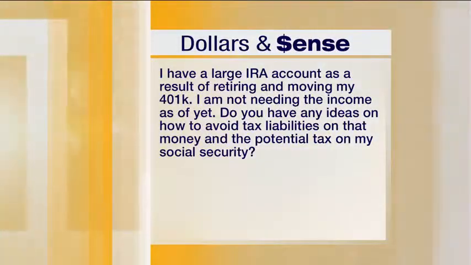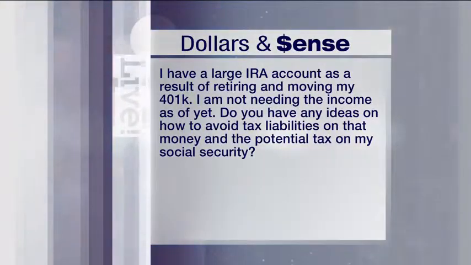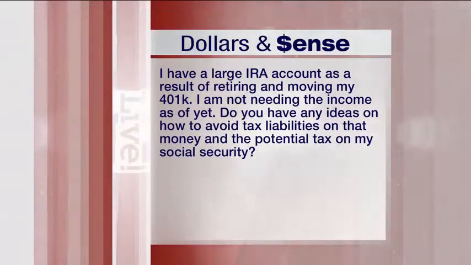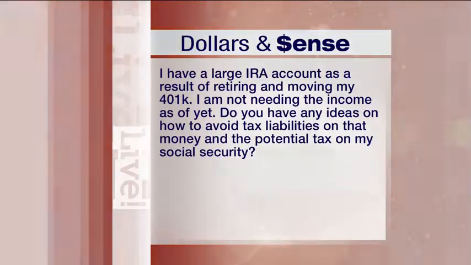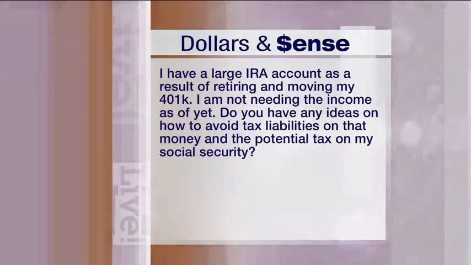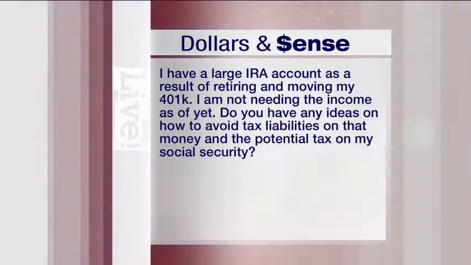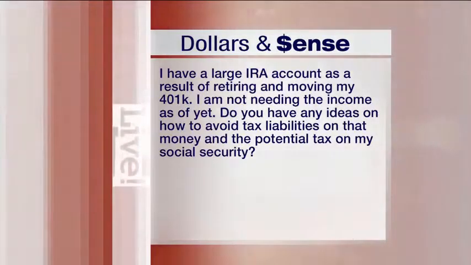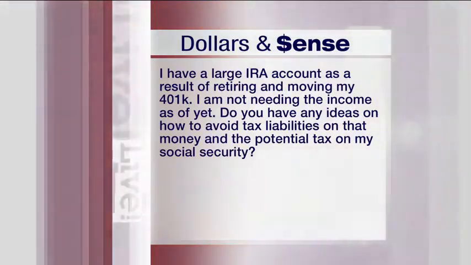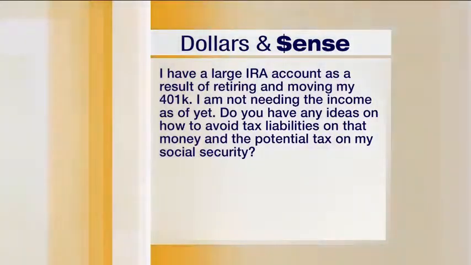All right, we have a financial question. Let's take a look, see what it is. I have a large IRA account as a result of my retiring and moving my 401k. I am not needing the income as of yet. Do you have any ideas on how to avoid tax liabilities on that money and the potential tax on my Social Security? So they don't need it now. Depending on the age, there's a certain distribution you have to take. So where do we start here?